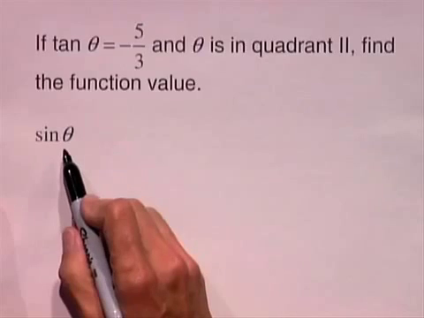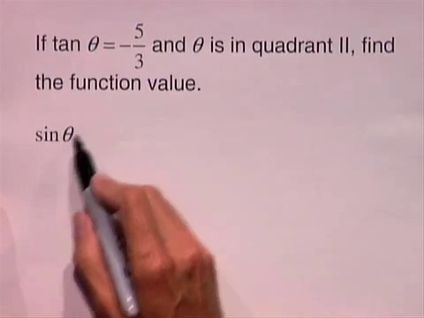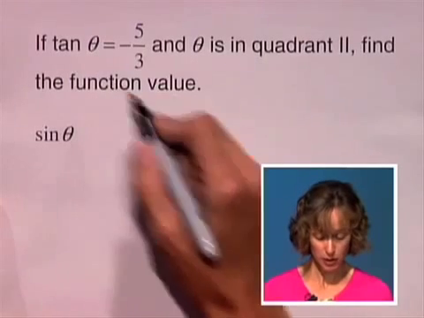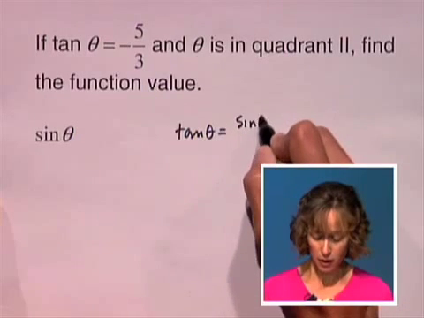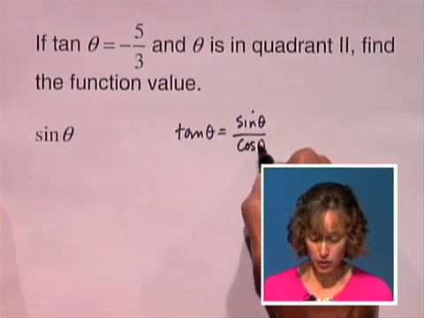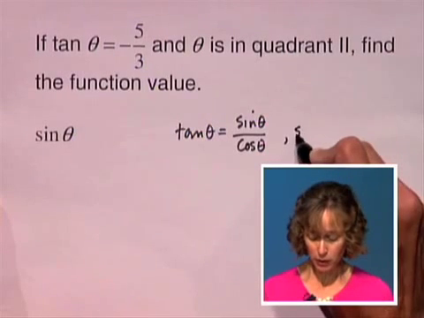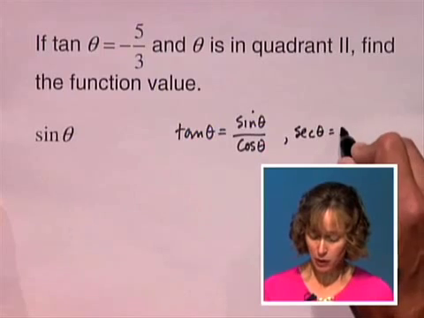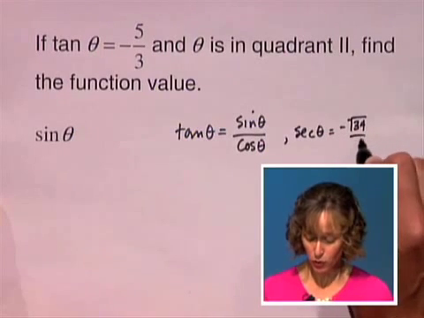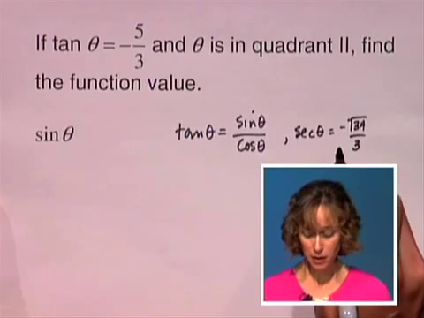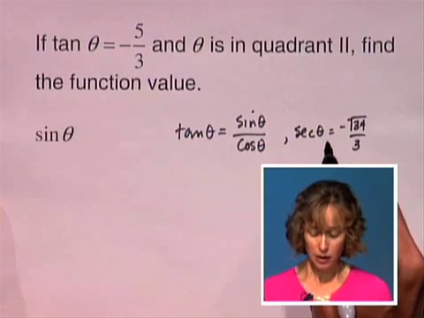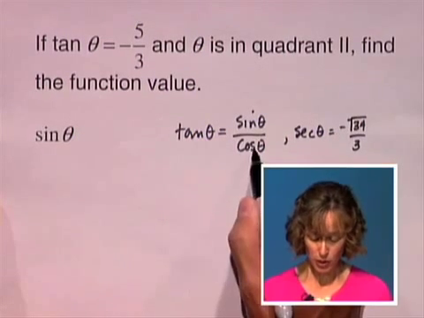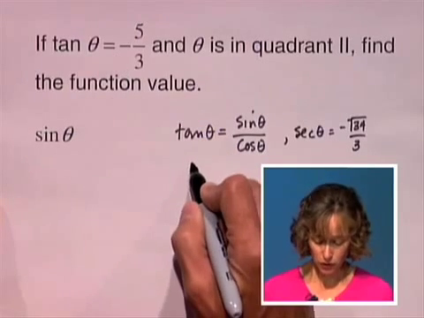Again, given tangent theta is negative 5/3 and theta in quadrant 2, we want to find sine of theta. There's a number of ways to find sine of theta using tangent. One way is to use the fact that tangent of theta is sine of theta over cosine theta. I just found that secant of theta is equal to negative square root 34 over 3. The secant is the reciprocal of the cosine, or the cosine is the reciprocal of the secant. Let me put the reciprocal of this for cosine, and for tangent, put negative 5/3.